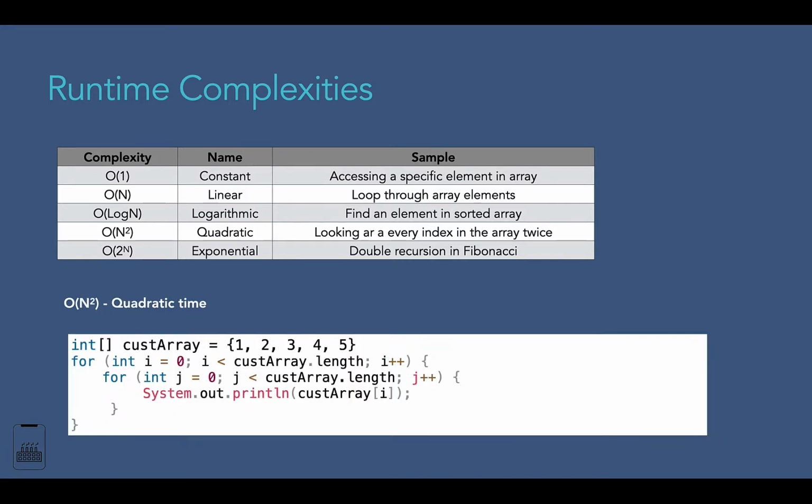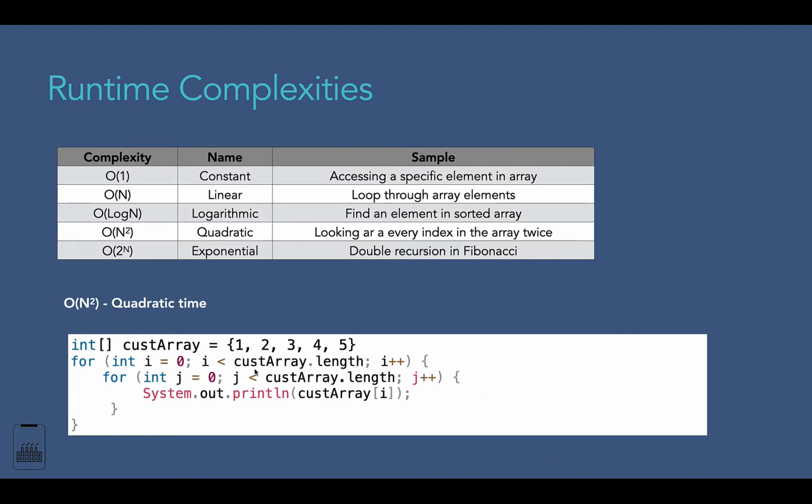Now the next time complexity is quadratic time complexity. Quadratic time complexity represents an algorithm whose performance is directly proportional to the squared size of the input dataset. You can think of it as linear, but squared. Within our programs, this complexity will occur whenever we nest multiple iterations within the dataset.